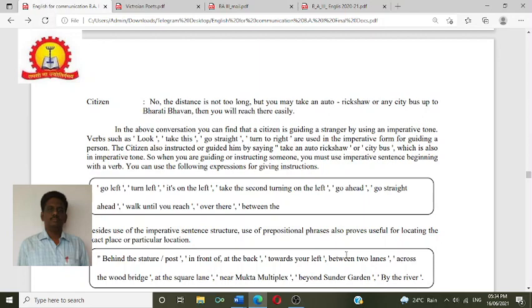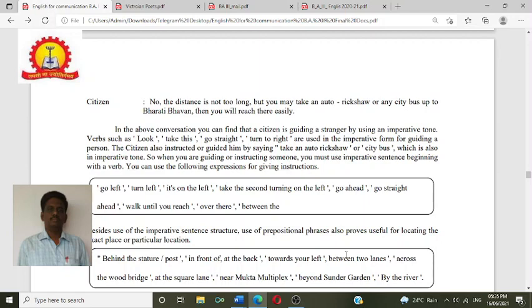The citizen also instructed or guided him by saying, take an auto rickshaw or city bus, which is also in imperative tone. So imperative tone is used where the action is important. So take right, turn to right, or go straight. You can see these are imperative phrases or verb phrases, which are also in imperative tone. So when you are guiding or instructing someone, you must use an imperative sentence beginning with a verb.